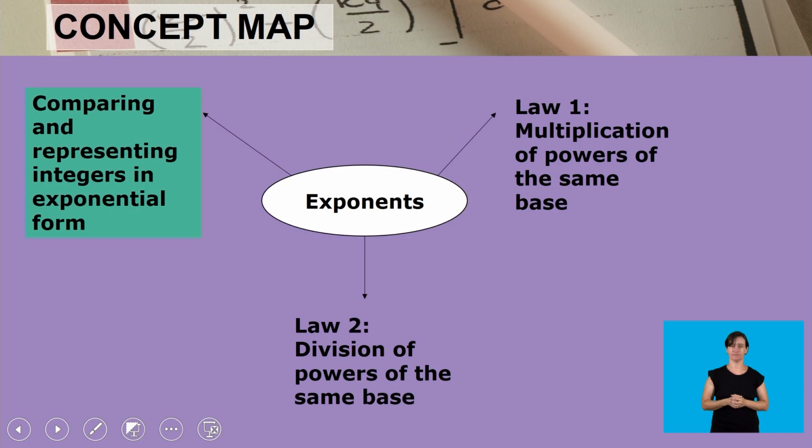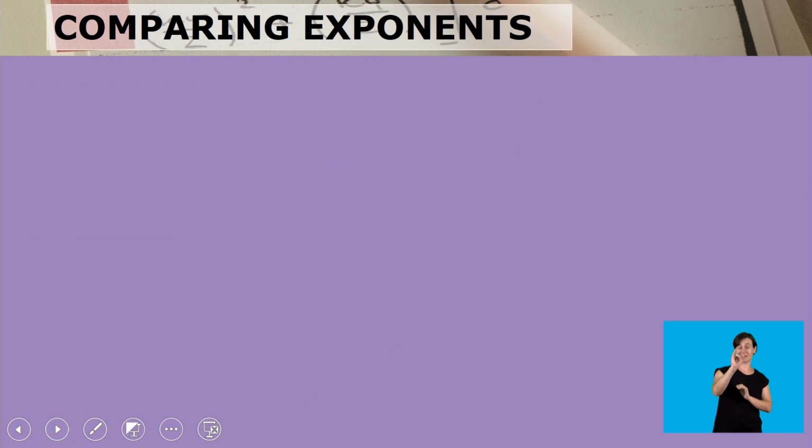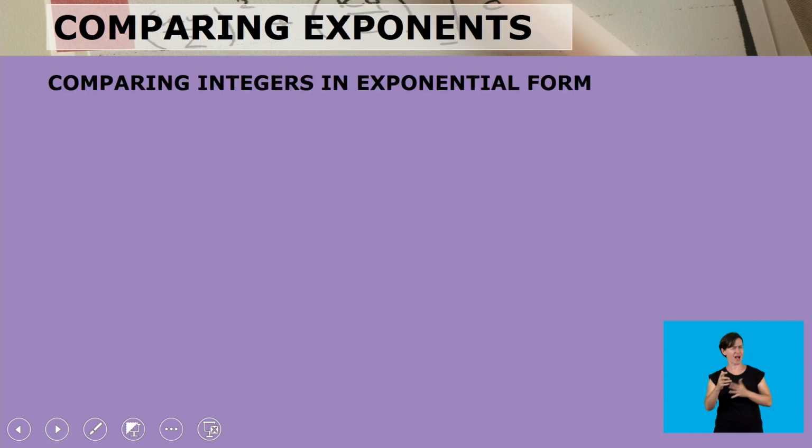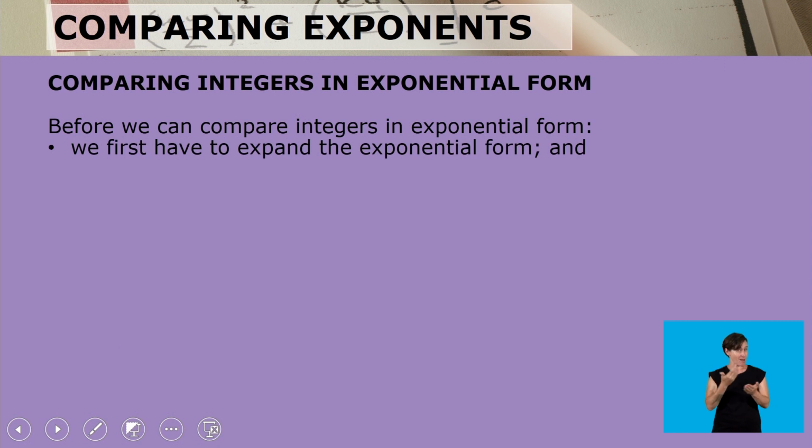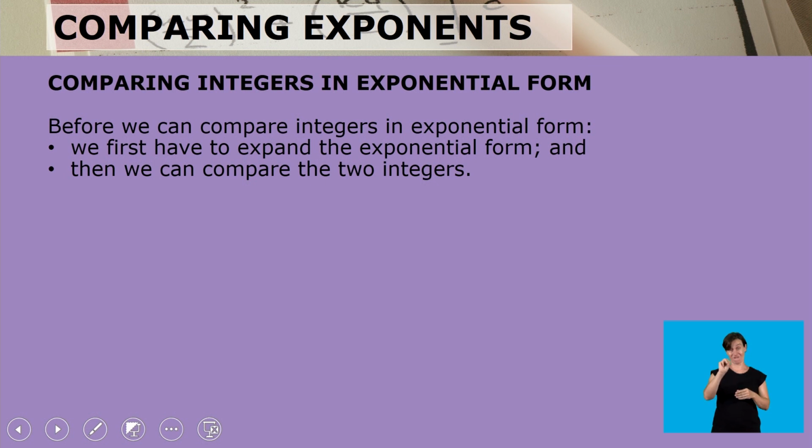Let's go over now to the first concept in our concept map, and that is comparing and representing integers in exponential form. So we are going to start with comparing integers in exponential form. Now, before we can compare integers in exponential form, we first have to expand the exponential form, and then we can compare the two integers. Let's look at how we can do this.